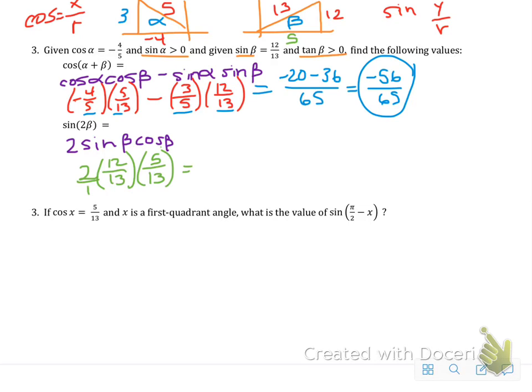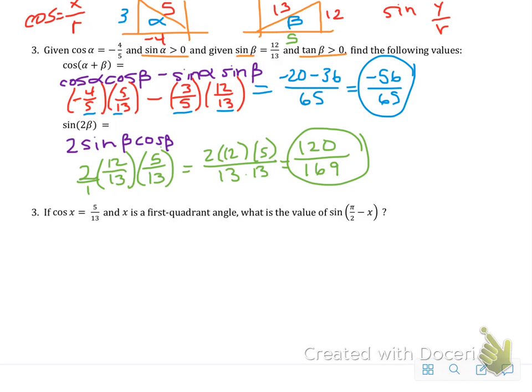Okay, so this 2 is part of the numerator, so I'm going to say 2 times 12 times 5, and that's going to be over 13 times 13. If I multiply those numbers, 2 times 12 is 24, times 5 is 120. Or you could say 2 times 5 is 10, and 10 times 12 is 120. 13 times 13 is 169. So my final answer would be 120 over 169.